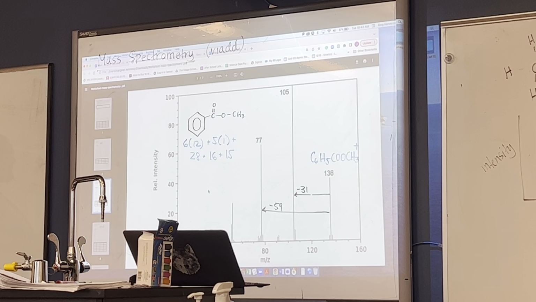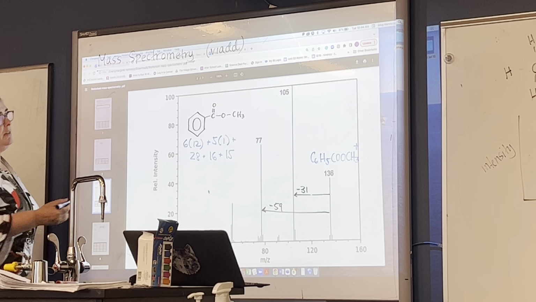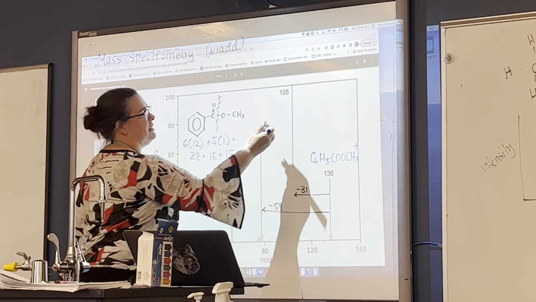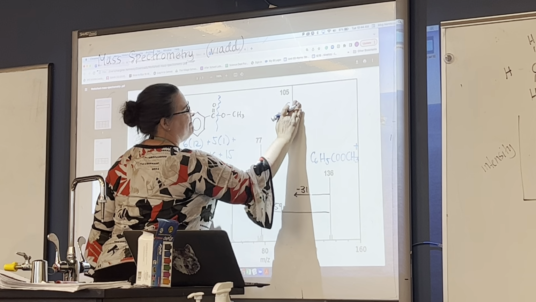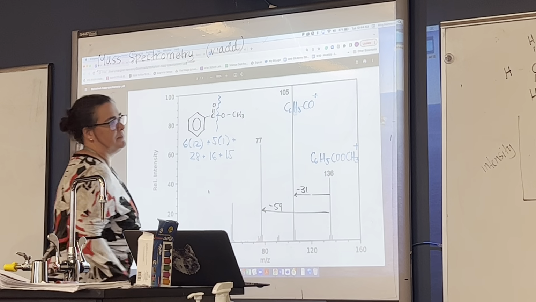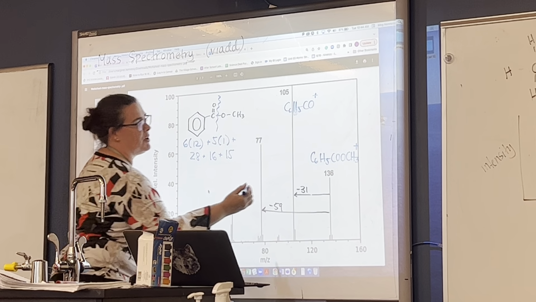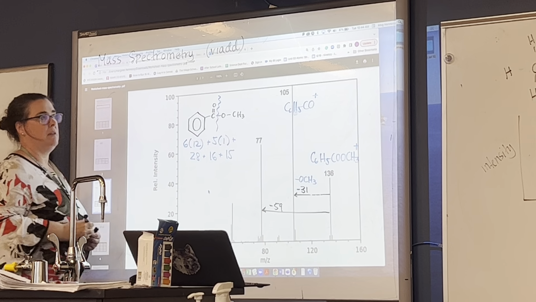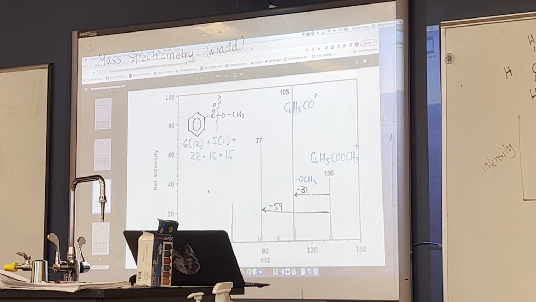So what do you think the loss of 31 can be? And remember, we have the molecule to look at. Right, I think it's just gonna be this right here. And so that's gonna leave me with a carbonyl on a benzene. So it's a loss of OCH3. So C6H5CO plus.